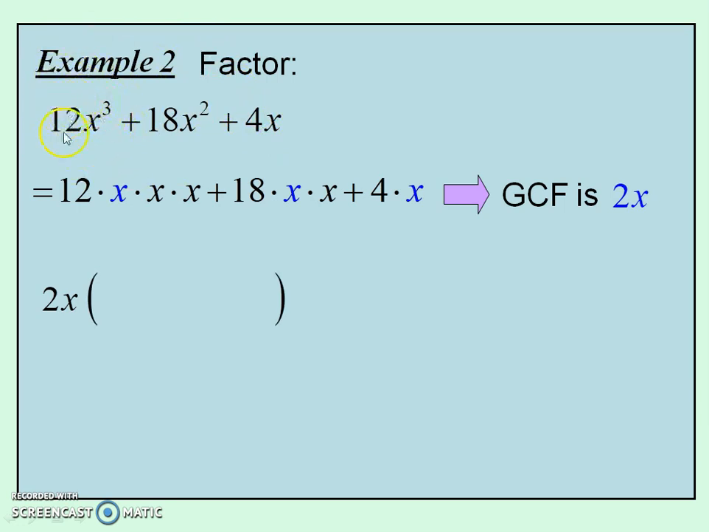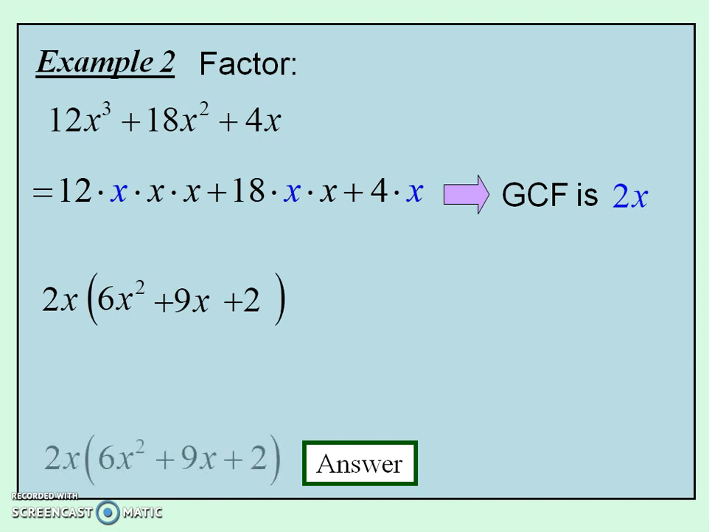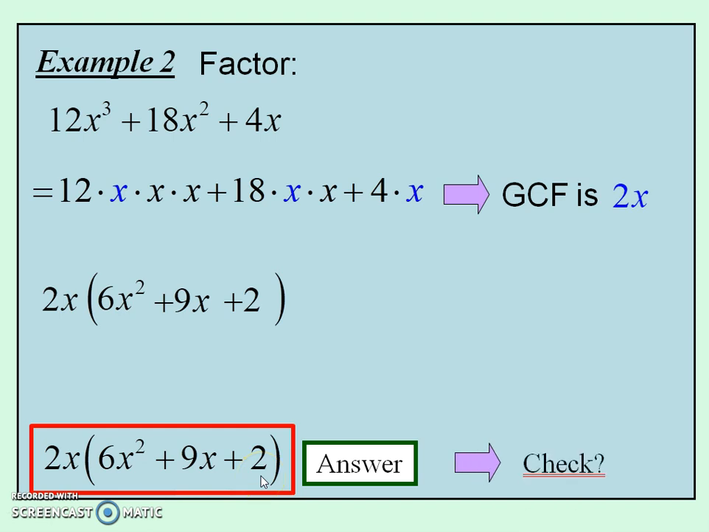12 divided by 2 is 6. X cubed divided by x is 6x squared. Then this next term divided by the GCF, 18 divided by 2 is 9. X squared divided by x is x. And this last term, 4x divided by 2x, is 2. That is the answer. Again, I checked to see if I distributed, if I expanded that, would I get back the original? Check. And also, do these have any common factors? They don't. So check. That's good.